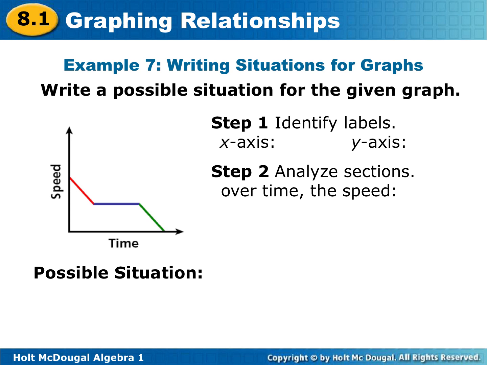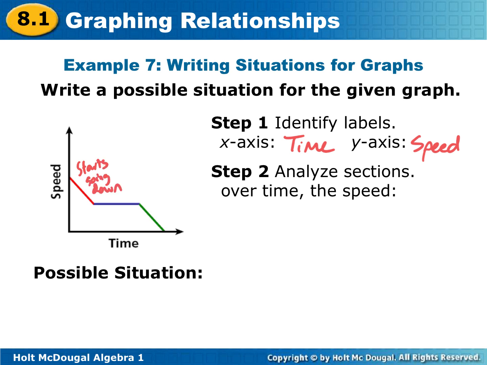So as I look at this example here, step 1, you have to identify your labels. What is the x-axis? Well, in this picture, the x-axis is time. The y-axis is speed. Now, step 2, you need to analyze each section over the time and the speed. There are 3 sections here that are color coordinated for you. The red section, what is happening? I would say it starts going down.